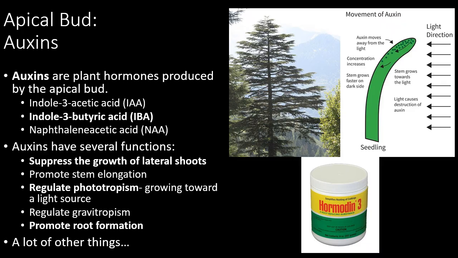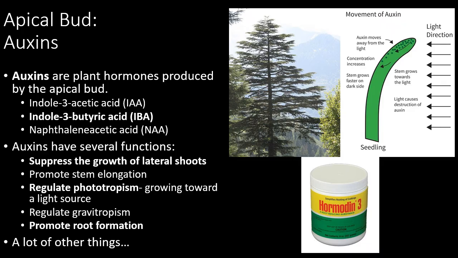Leaves will do this too, but in leaves, it tends to be that the leaf will tilt its lamina, or its leaf blade, toward a light source. With stems, the tip of the stem, that apical bud, will actually grow toward the light, and that's basically because auxins are destroyed by light. So you can see in this diagram here that auxins are produced in the apical bud, and they flow downward through the stem, and they are destroyed by light.